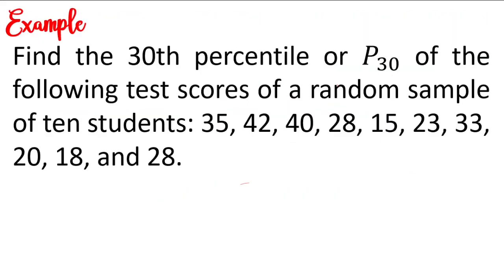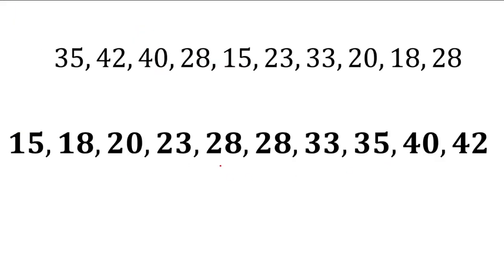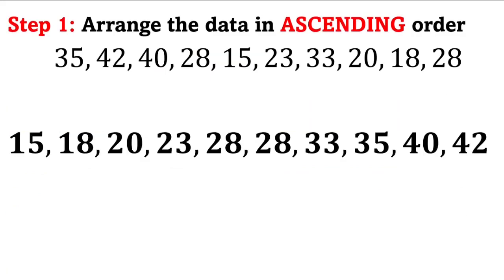Say, find the 30th percentile. Find the 30th percentile. So this is k. Of the following test scores of a random sample of 10 students. So 10 students, this is n. Now these are the scores: 35, 42, 40, 28, 15, 23, 33, 20, 18, and 28. So first things first, you have to arrange the whole data in ascending order.